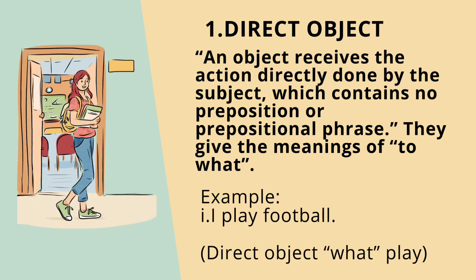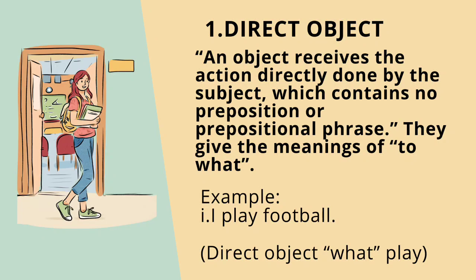An object that receives the action directly done by the subject, which contains no preposition or prepositional phrase, gives the meaning of to what. So you must understand, before you transform or convert an active into passive, what a direct object is, what an indirect object is, and what a prepositional object is. You have an example before you, and I have already discussed it, that a direct object is a noun. Many times, maximum, it comes as a noun. A noun is often the direct object in a sentence.